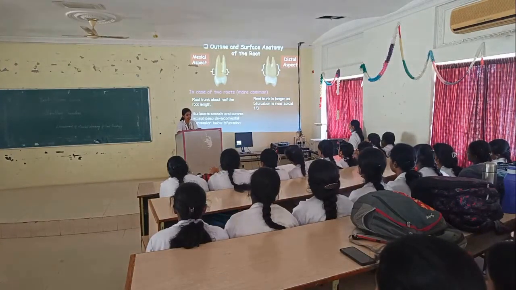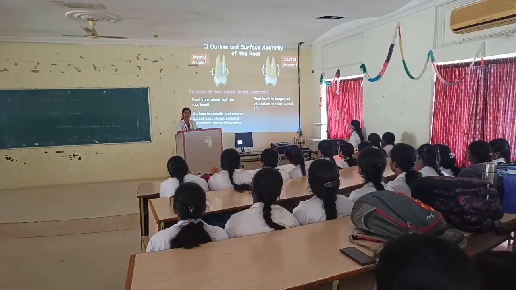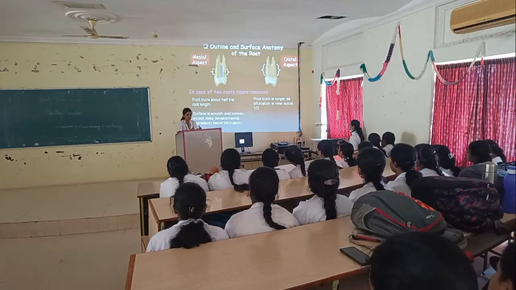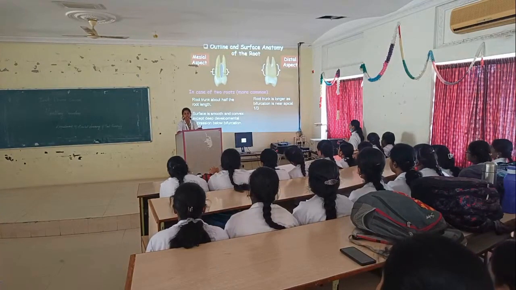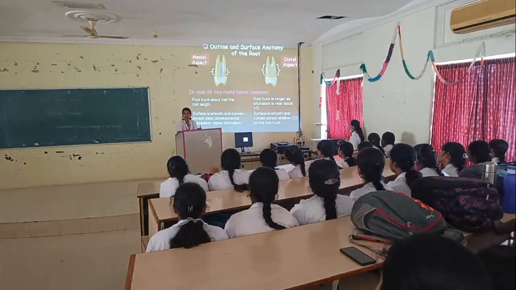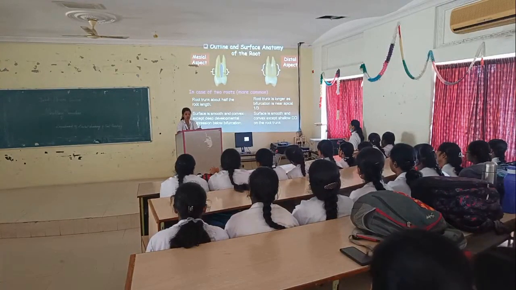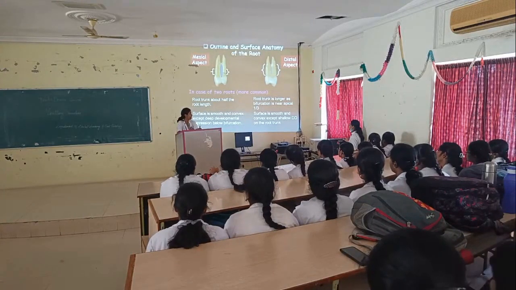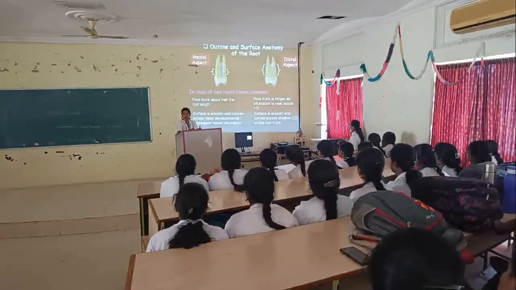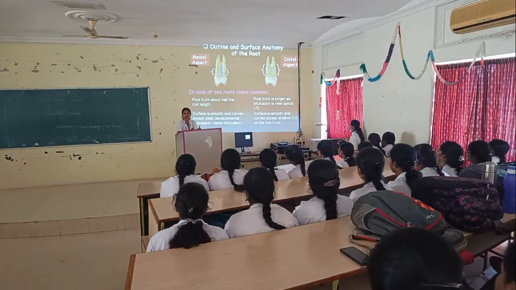The surface here is also smooth and convex except for the developmental depression we saw earlier. The developmental depression is present below the bifurcation. Except for that place, all other places will be smooth and convex. The surface of the distal aspect is also smooth and convex except for the shallow developmental depression. In the mesial aspect, the developmental depression will be deep, but in the distal aspect, it will be shallow.